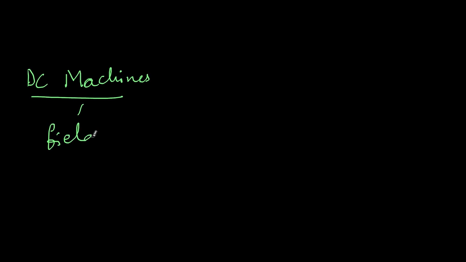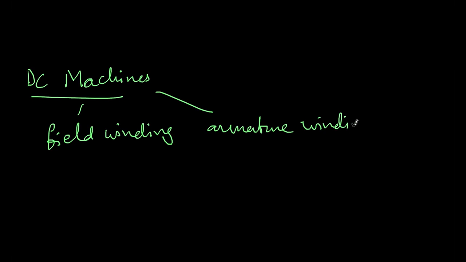So in DC machines, mainly, we have field winding and then we have armature winding. Now, as you know, the field winding is used for generating the constant magnetic field, and the armature winding is used for actually generating the voltage and carrying the main load current.